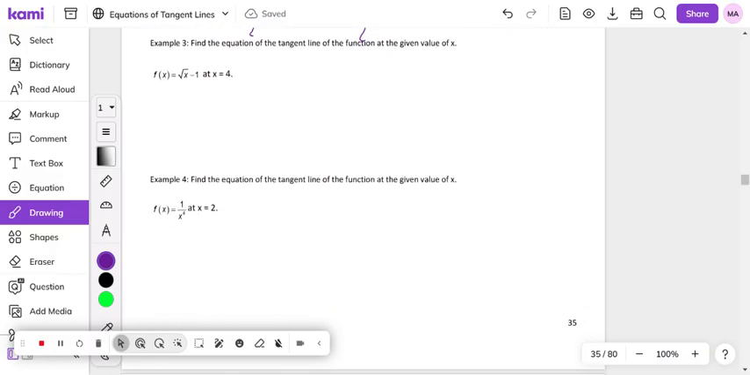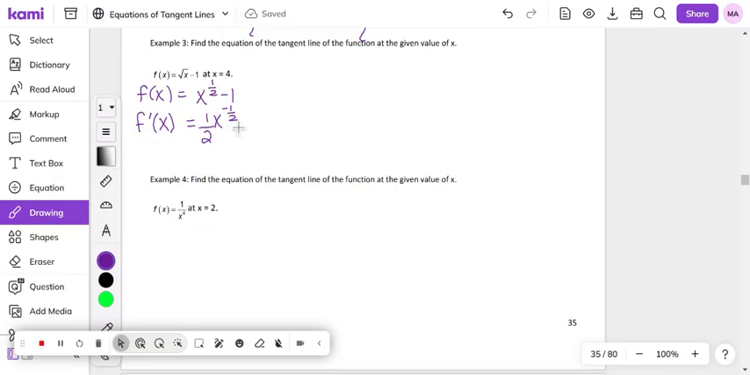Okay, example 3. So hopefully you remember, we might want to do a little rewrite here. Just rewriting our function so that we have x to the 1/2 minus 1. And now we'll go ahead and take the derivative. So we'll get 1/2 x to the negative 1/2. And then that minus 1 is going to drop out because the derivative of the constant is 0.